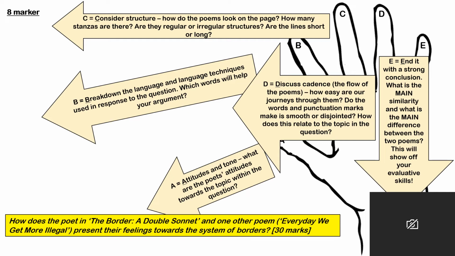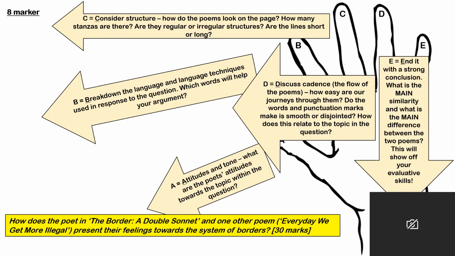C, consider structure. So how do they look on the page? Are they similar or different? Are they regular or irregular structure? So The Border is a double sonnet, which is quite unusual. It's 2 sonnets put together, 2 lots of 14-line poems. So it makes an irregular structure out of what is a regular structure, the sonnet, by making it a double sonnet.